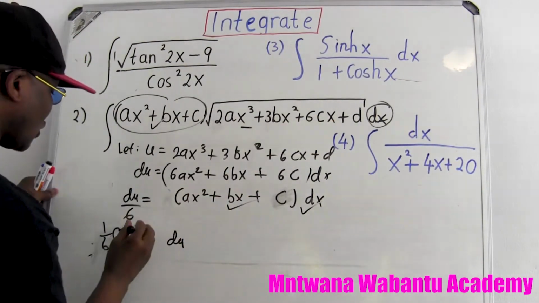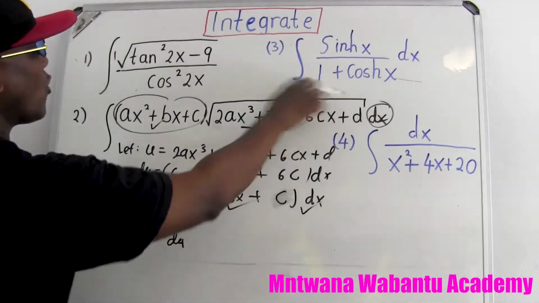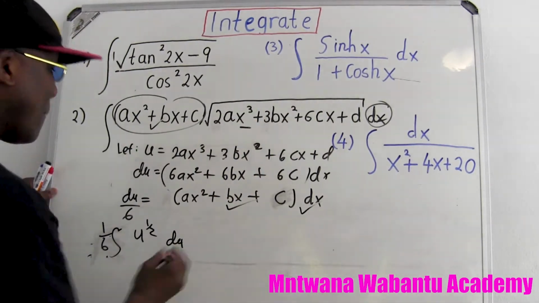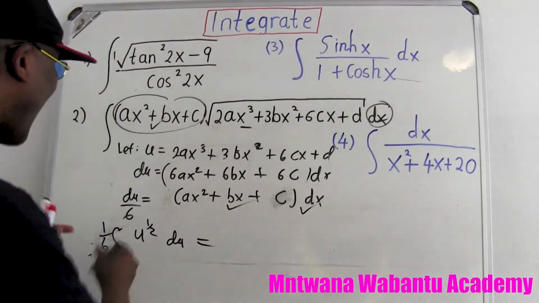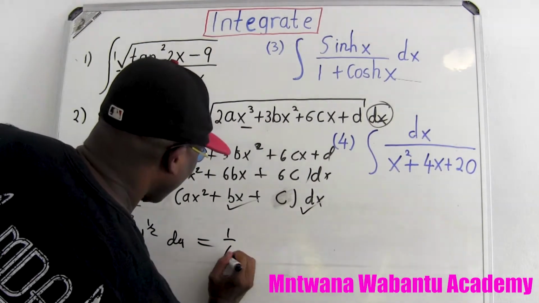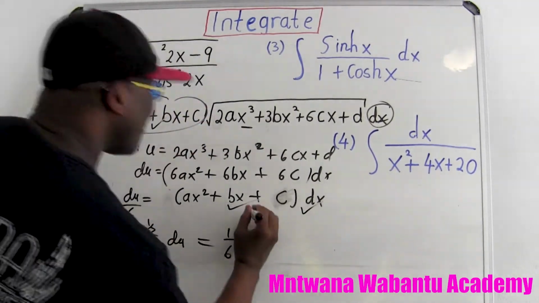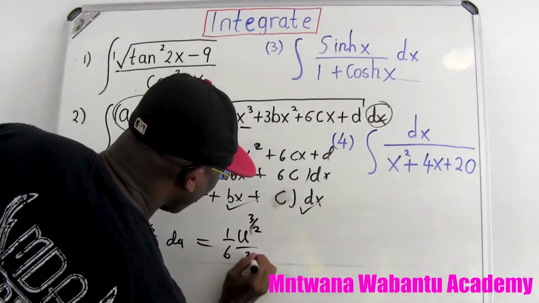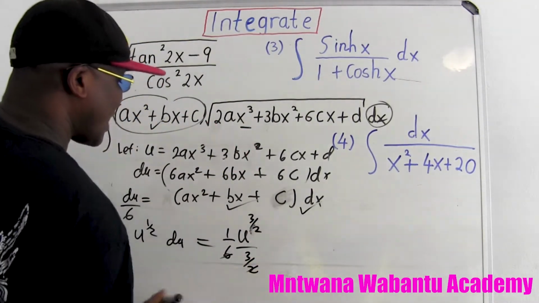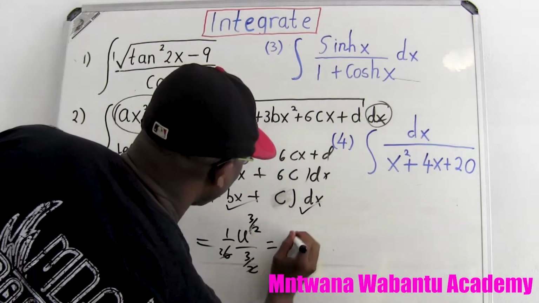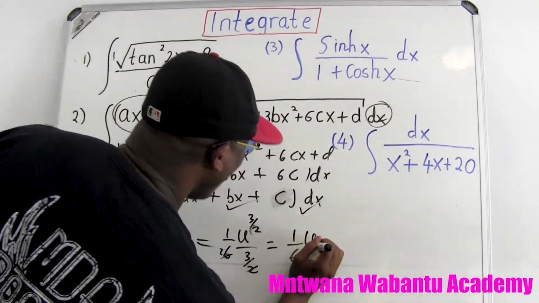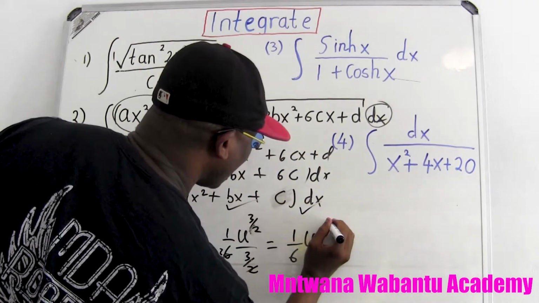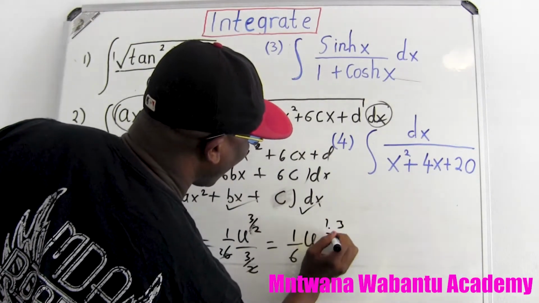Then what happened? This half is equal to u, so it's going to be u to the power of a half. But you know this is a power rule. For the power rule, we add 1 throughout. It's going to be 1 over 6. U to the power of a half plus 1 is going to be 3 over 2, and divided by 3 over 2. This and this is going to cancel. It's going to give us 2, which is going to be 6. This is going to be 1 over 6 u to the 3 over 2, so it's going to be 3 times 1 over a half.